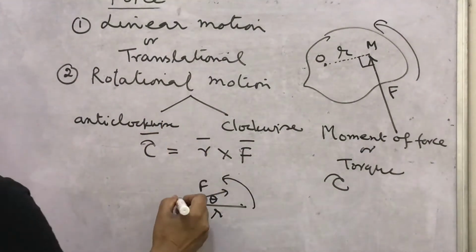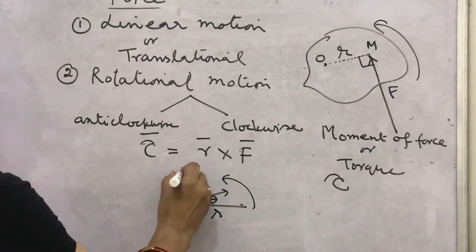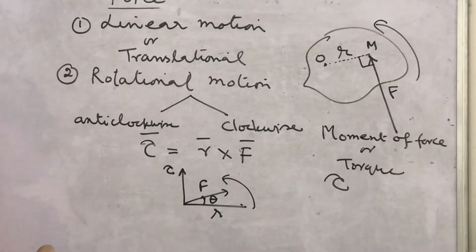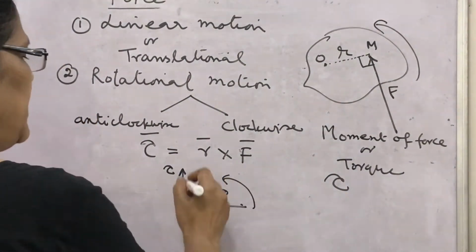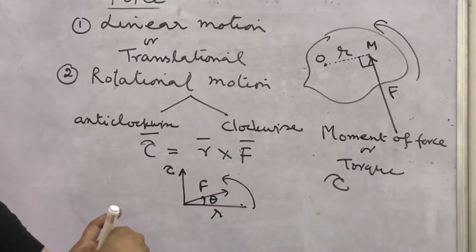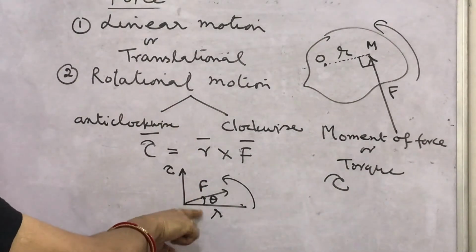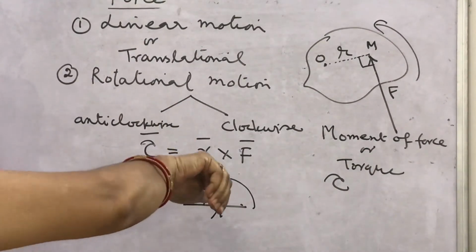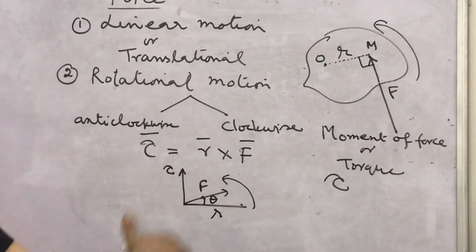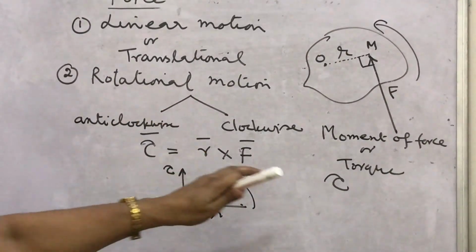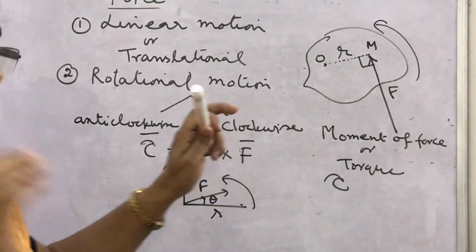I am showing here this is the torque direction, or r cross F direction. If it is clockwise, then you will find that if this is r and this is F, then look, my thumb is going inward, perpendicular to the plane, inward. So, in this way you can determine the direction of torque.